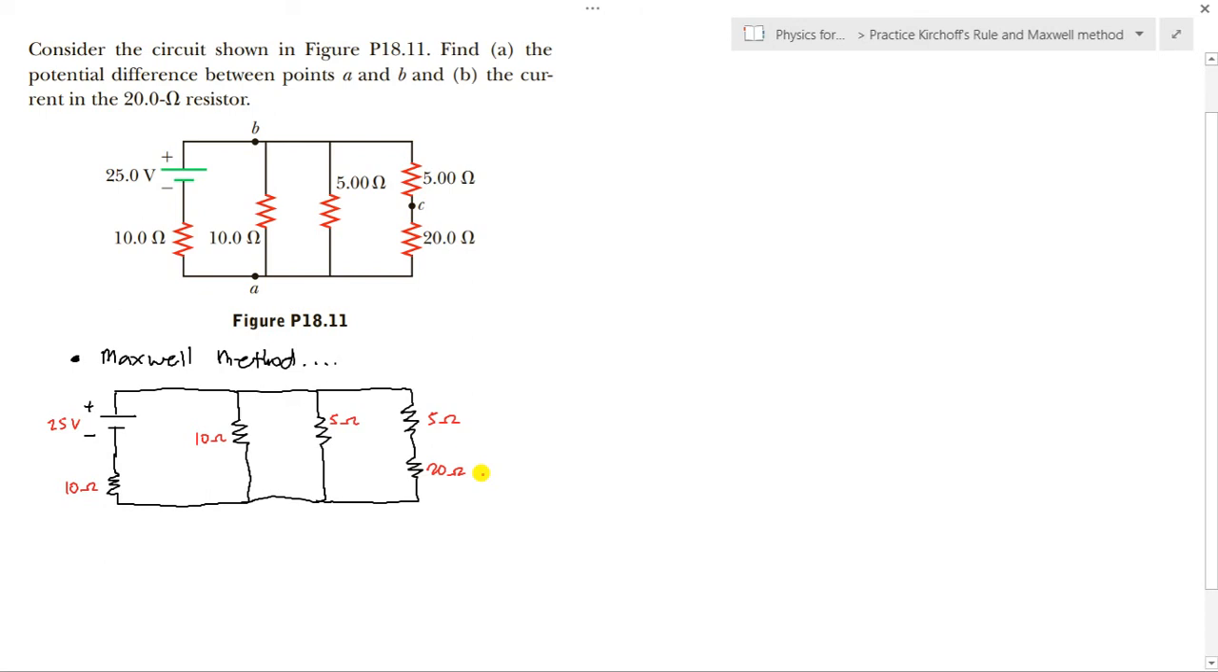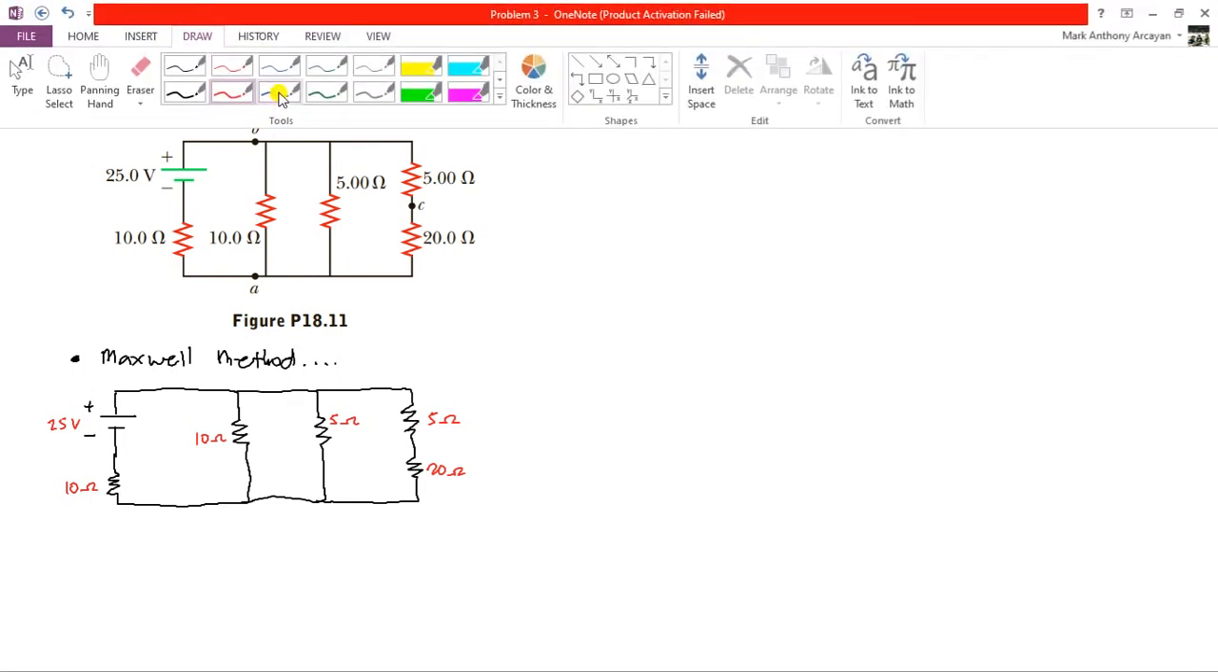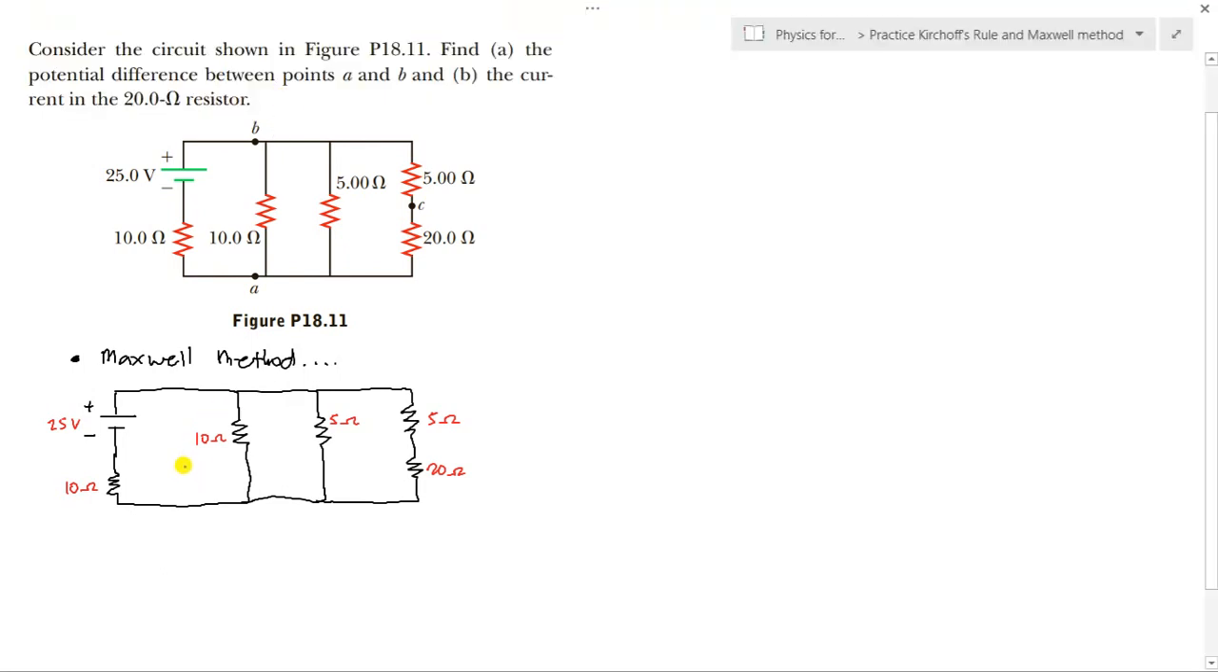Okay, after that, since we are using the Maxwell Method, and we have 3 loops here, for every loop I'll assume a direction of current. We label the current that governs that loop. So for the left side loop, we assume the direction, and we are going to label this one as I1. In the second loop, this is I2. The third loop, and this one is I3.